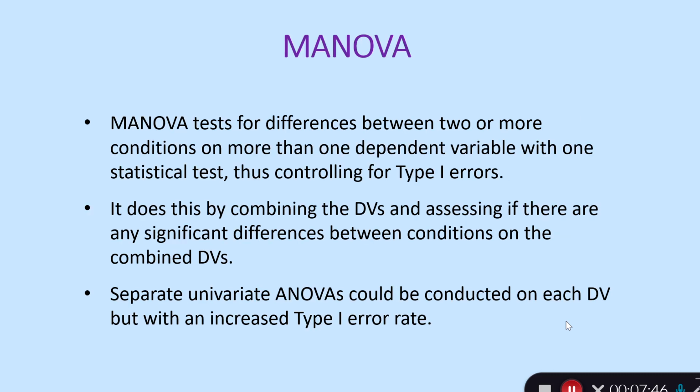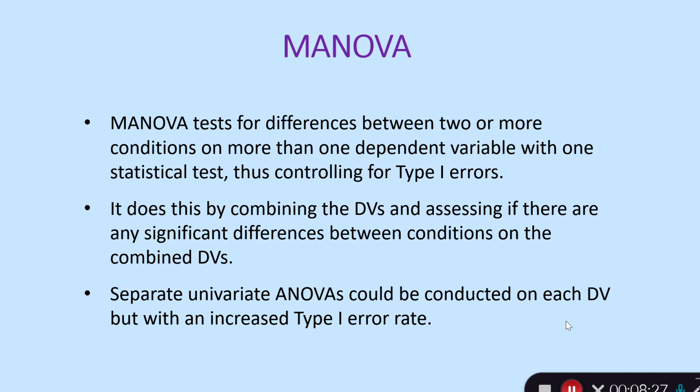Okay, so MANOVA, in contrast, tests for differences between 2 or more conditions on more than 1 dependent variable with 1 statistical test. So it controls for type 1 errors. It controls for this issue of multiple testing. Okay, so much like ANOVA is better than just doing multiple t-tests, because it gives us 1 statistical test that controls for type 1 error, MANOVA gives us the advantage over just doing lots of different ANOVA tests, because it provides us with 1 statistical test that controls for these type 1 errors as well.